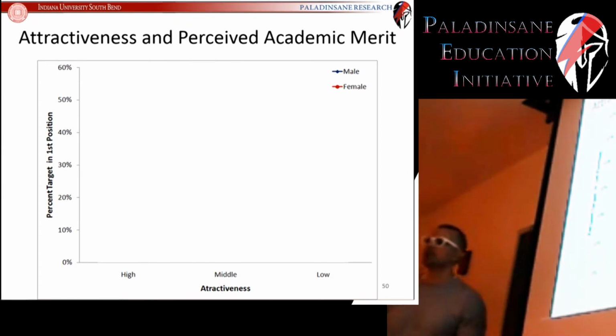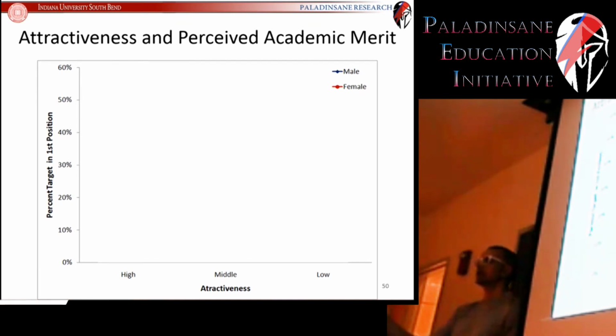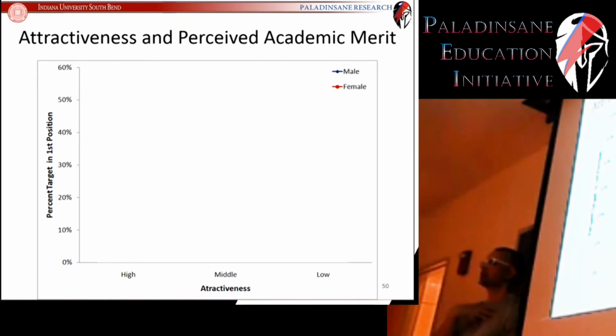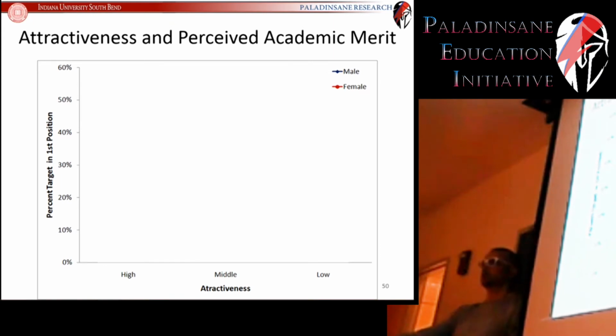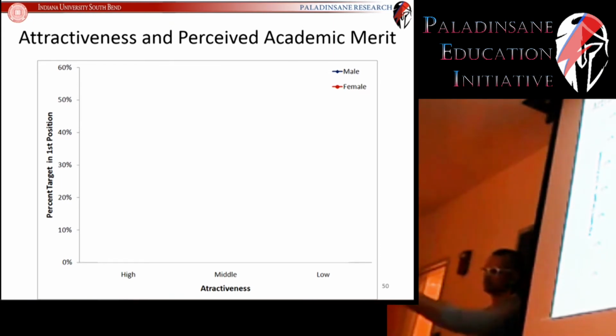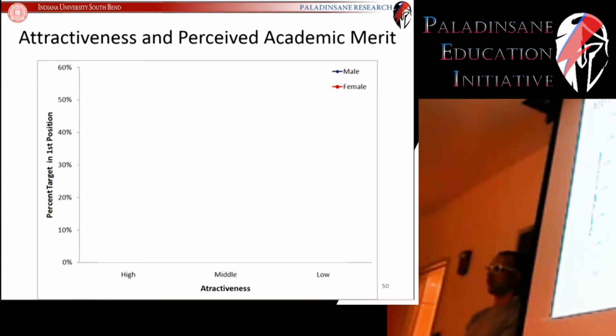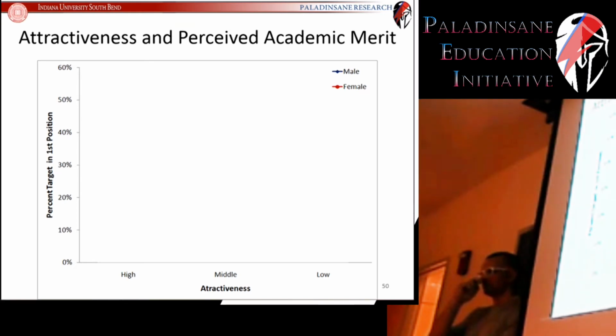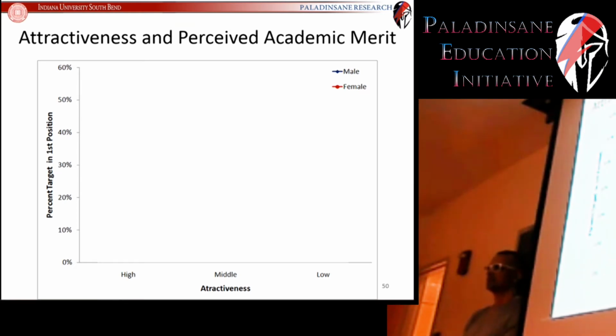So when males are judging people, how is attractiveness going to impact their decision making? When females are judging people, how is attractiveness going to impact their decision making? Yep. I feel like it would have a bigger impact on male judges than on female judges. Okay. Because guys are known to be more or less turned on by what they see, and girls are more or less turned on by what they hear.